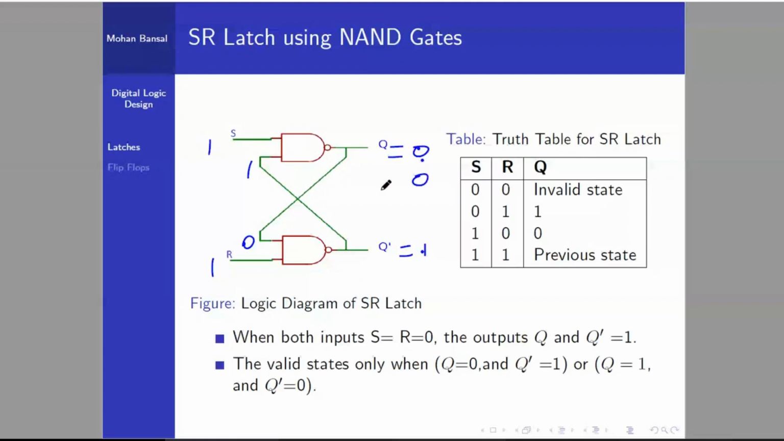If we consider 1 here, you will get the 1 in the next state. So in the 1, 1, you will get the previous state, which means there is no change in the output. If the previous output is 0, the next output will also be 0. If the previous output is 1, the next output will also be 1. Is that clear?